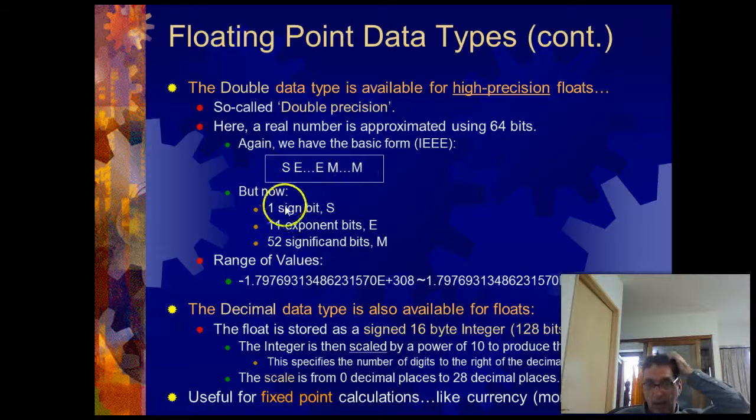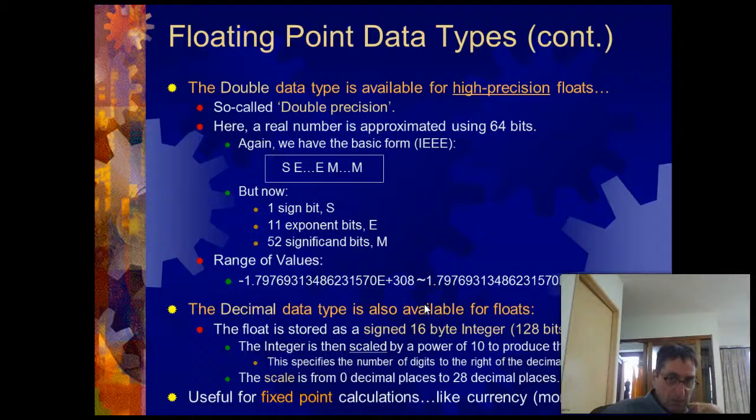We still have the first bit for the sign, but then we have 11 exponent bits, which are the E's, and 52 mantissa bits, which are our significant bits, the M's. And now we have a range from here, e to the 300, and e to the 300 here. This is minus and plus, so minus and plus here.